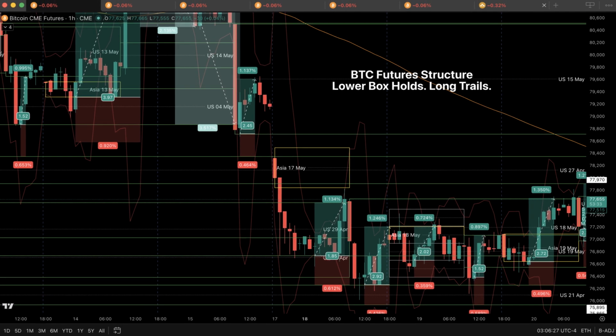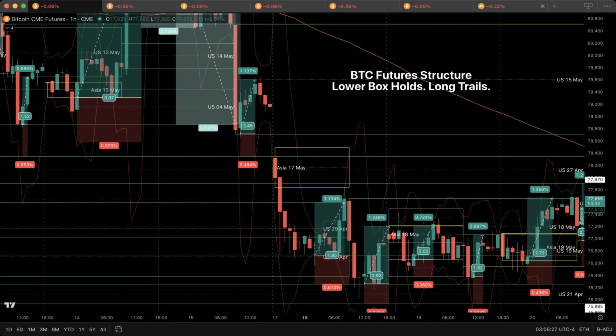Price dips first. But the lower side does not open. The long begins at the edge. May 19th Asia session basis box forms almost directly on top of the May 19th US session box. That matters immediately. The market is not starting from fresh space. It is starting from overlap. It is starting from repeated memory.